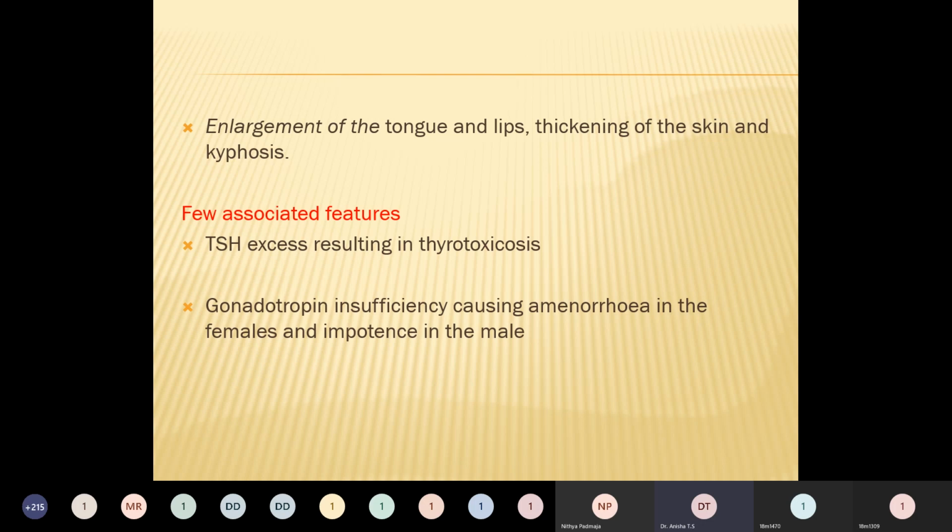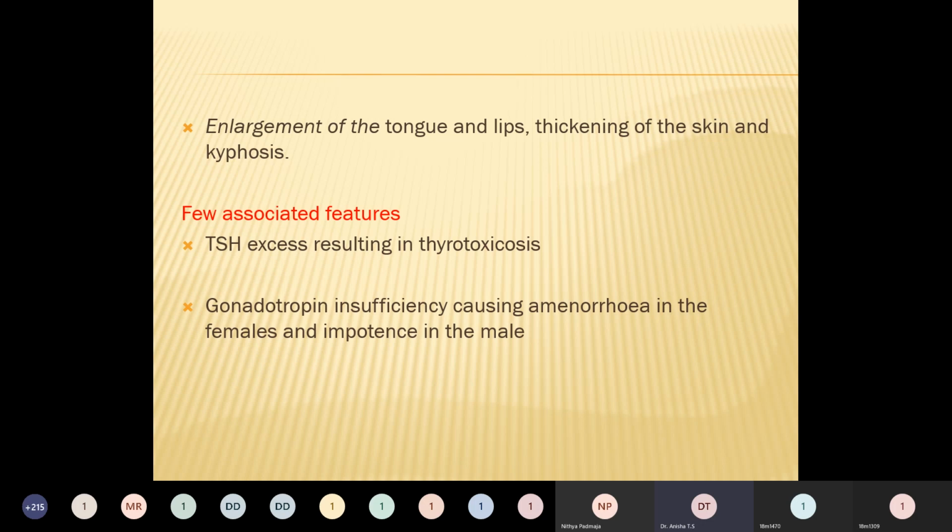Okay, and the tongues cannot even be placed inside the jaw. You can see that they have really huge tongues, because of which they'll have marks on the sides of the tongue, which are made by their teeth. Okay, so they have enlargement of the tongue and lips. They also have kyphosis and thickening of the skin.